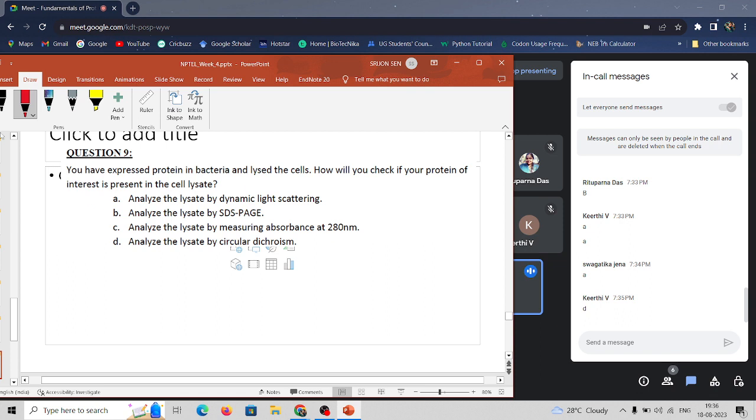What is the primary thing which you can do? You can just run an SDS-PAGE and then you can tell that yes, my protein of interest is there, because you are getting the protein of interest in that particular molecular weight region. So on the basis of that, you can tell that I run an SDS-PAGE and I can get my protein of interest. Simple. But you have to go into such complexity.